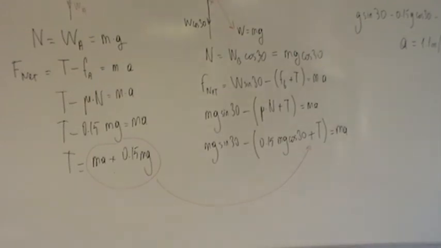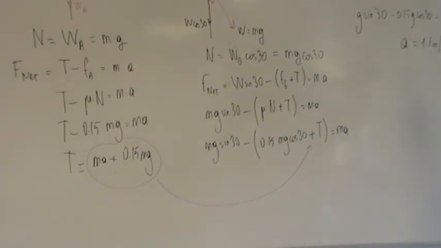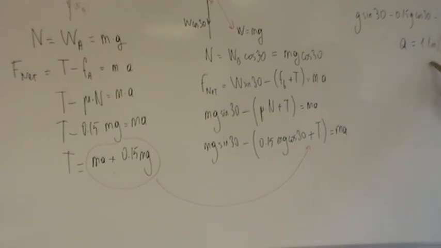Is this correct? Let me just check it again. Answer minus this one, 0.15 g cosine 30 plus 0.15 g, divided by 2 should give you this one. I will do this again. Am I doing everything correctly? There is something wrong in here.